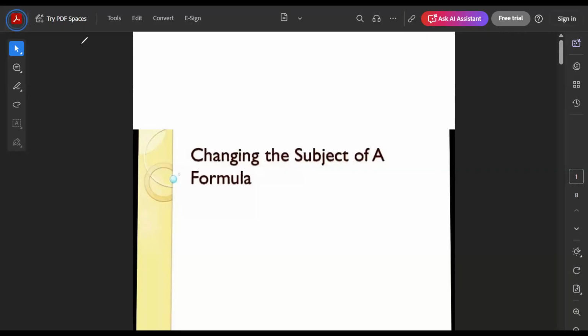Today on Math Sparks, the topic is changing the subject of a formula. This is a topic of algebra. Let's start with the past paper question of the year 2024. A is equal to (5b plus 2x) over (x minus 3). We are asked to make x the subject.